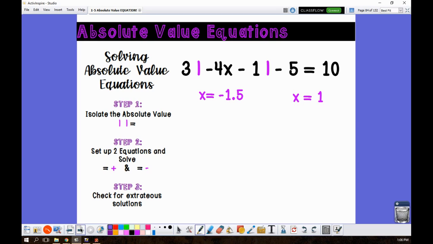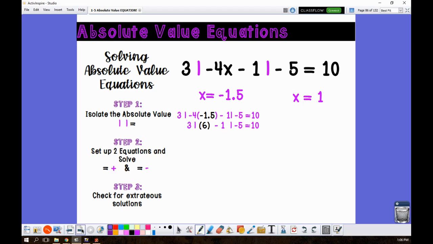Step 3 is check for extraneous solutions. Make sure that these answers are going to work. So now I have to plug them back into my original piece. So I'm going to take this original one all the way up here. Always take the one that you saw in ink on the paper. And I'm going to plug in my answer for x.